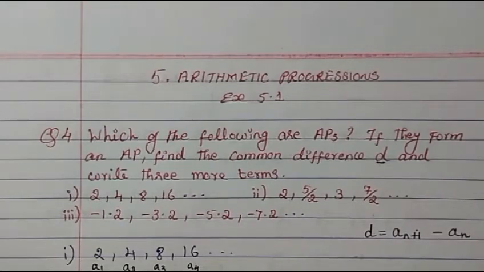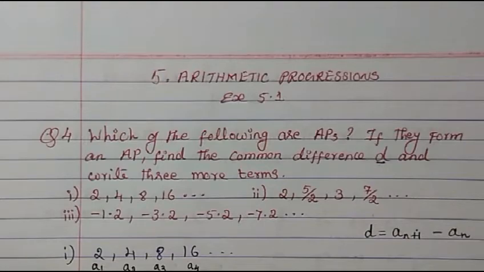Today we are going to study from class 10 chapter 5 arithmetic progressions, exercise 5.1 question 4. Which of the following are APs? If they form an AP, find the common difference d and write 3 more terms. Up to the 9th sums we have already seen, 3 videos have been made. So in this video we are going to study the 10th, 11th and 12th parts of this sum.